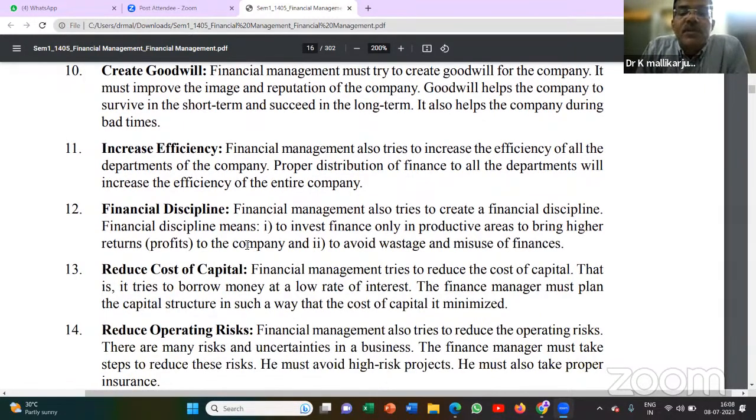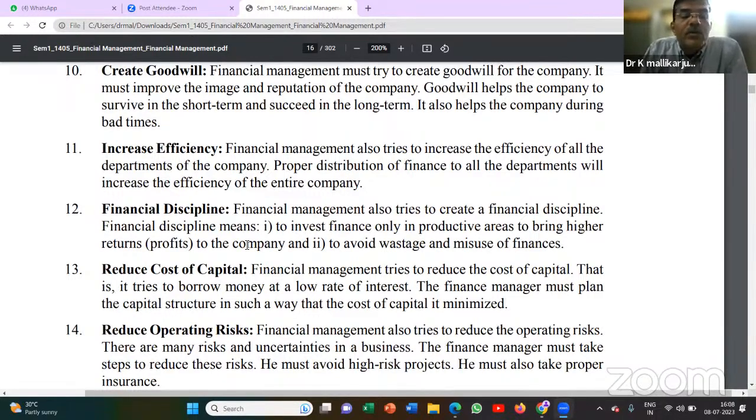If financial management also tries to increase company efficiency across all the company departments, with proper distribution of finance to all the departments, it increases the efficiency. So wherever required in each department, finance, HR, sales department, the finance can be allocated properly. It helps to increase efficiency.